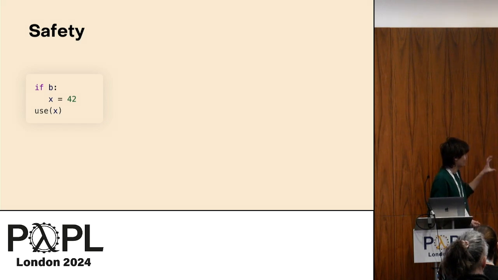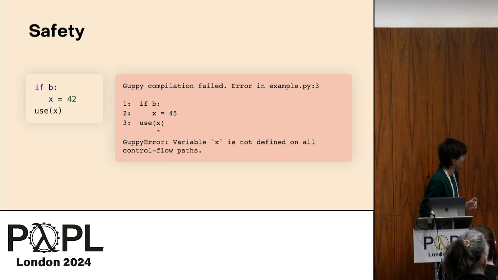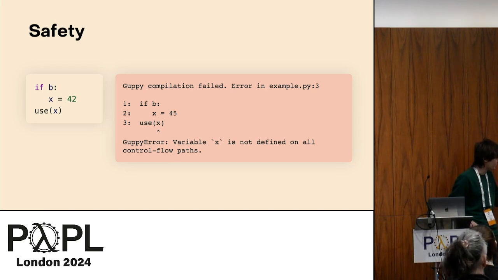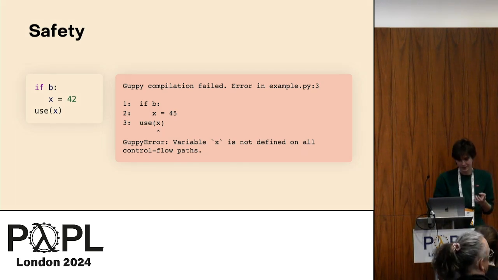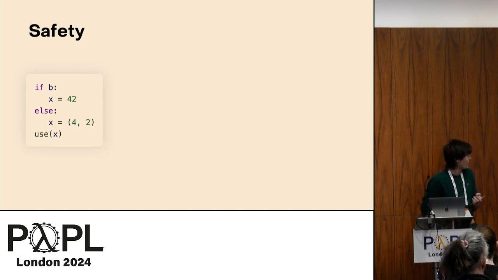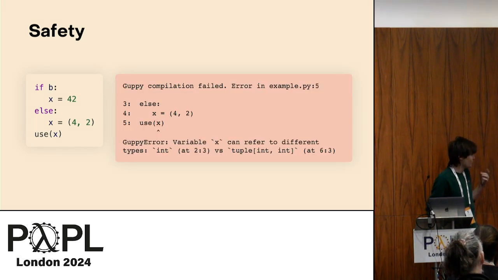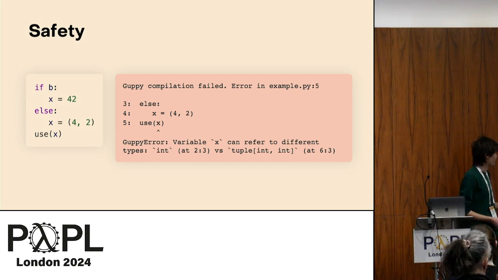So if you try to pass this code by the Guppy compiler, it will start shouting at you and say, no, if you try to use a variable, you have to make sure that it's actually defined. And a similar thing happens here. In Python, it's perfectly fine for a variable to have different types depending on control flow. But in Guppy, again, this is not allowed. If you use a variable, you have to make sure that it has the same type, no matter which path you took to get here.